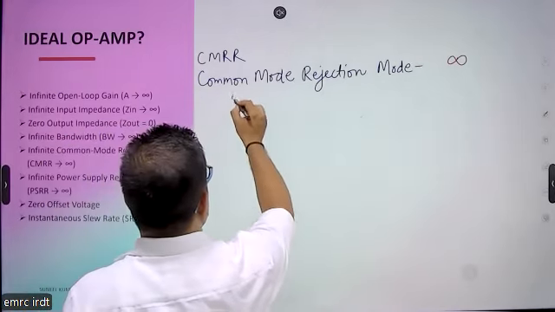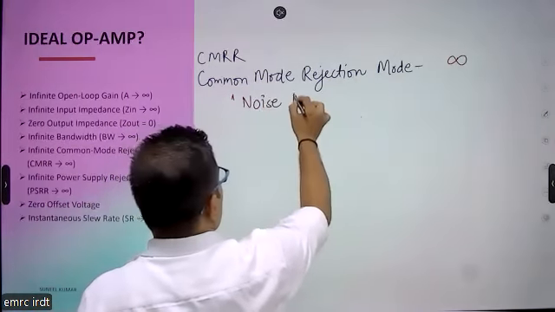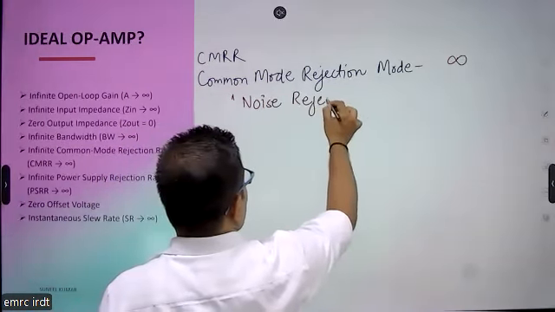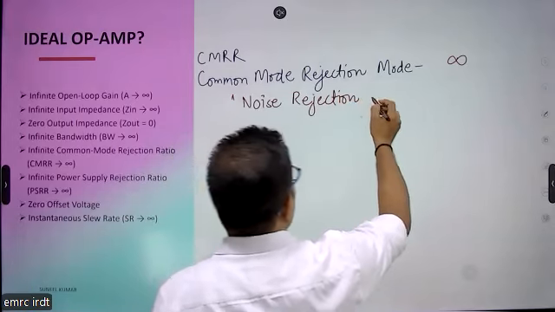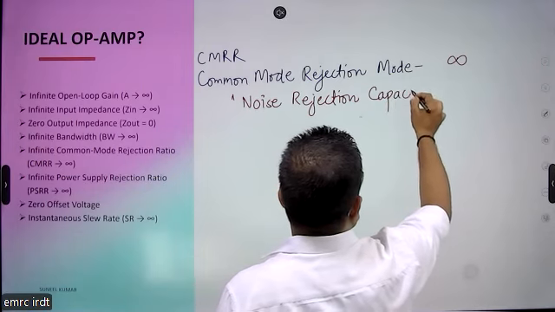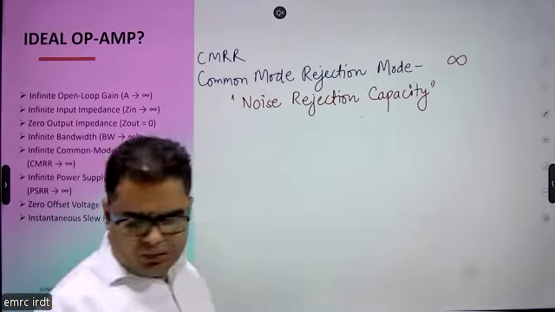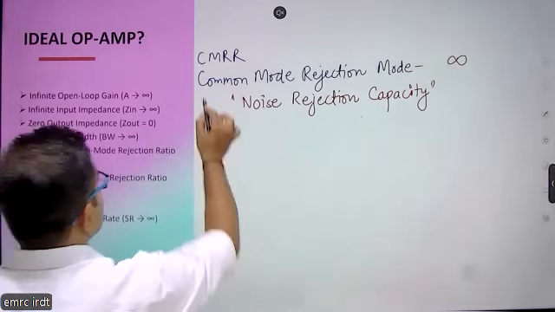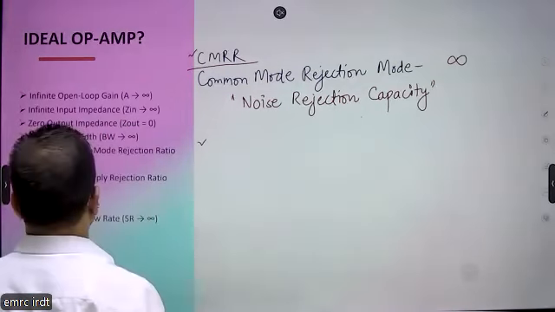So this we can write as noise rejection. This represents the noise rejection capability of any operational amplifier. So this is CMRR.